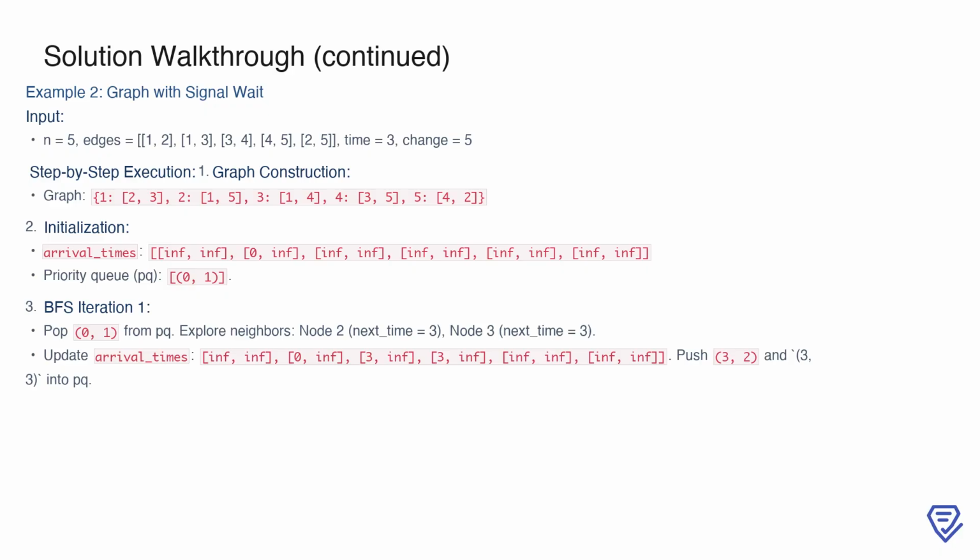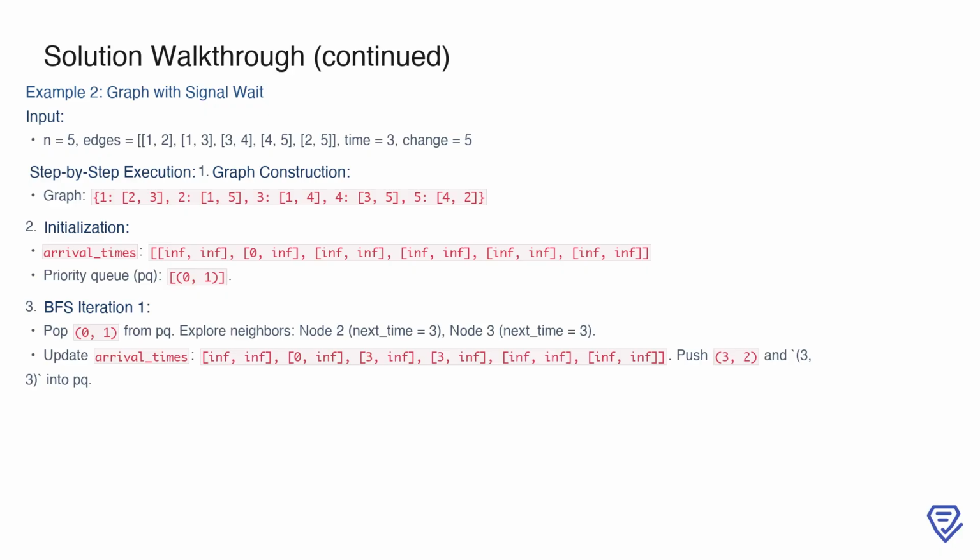The graph here is constructed as [1,2], [3,2], [1,5], [3,1], [4,4], [3,5], [5,4], [2], reflecting the edges provided. The arrival_times array is set up similarly as before, with all values initialized to infinity except for the starting node, which is [0, INF] for node 1. The priority queue is initialized with (0, 1).